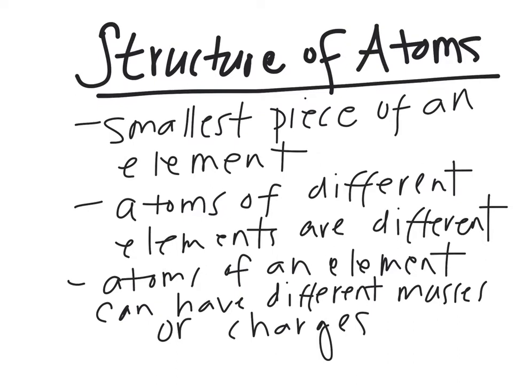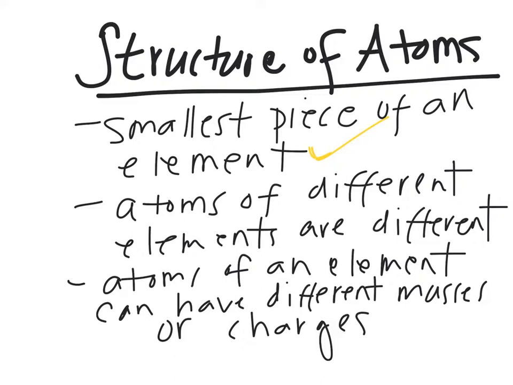Okay, in this lecture video, we're going to talk about the structure of atoms and what they're made out of. So, first of all, the smallest piece of an element that you can have and still have that particular element is an atom. Then when you have atoms of different elements, they're going to have different properties. So they're going to be made of different things.